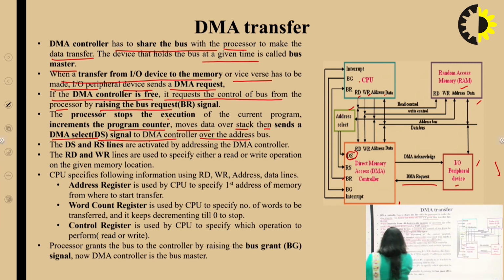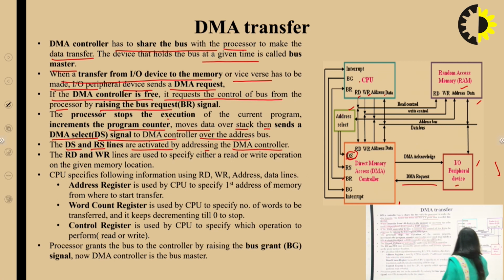Now the DS, DMA select, and RS, register select, lines are activated by addressing the DMA controller. So these two are activated by addressing the DMA controller. And here read and write are control signals which specify whether the data has to be read or written.